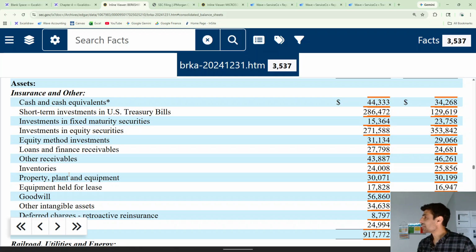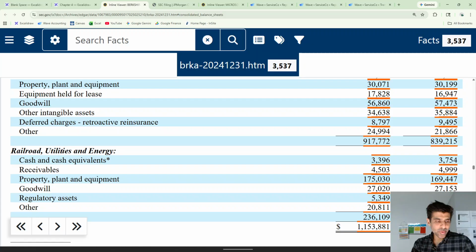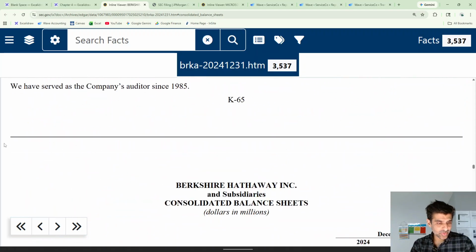If you looked within insurance, they own Geico, they own their reinsurance business. There's probably like 20 different insurance companies that they own. And then they own See's Candy, they own a jewelry store, they own a bunch of other types of businesses. So that's all going to be combined into this insurance and other. And then they own railroads, utilities, an energy company. They broke that out because in their opinion, it was useful to see these two segments of their business presented separately. And probably in their income statement, they're also going to do that.